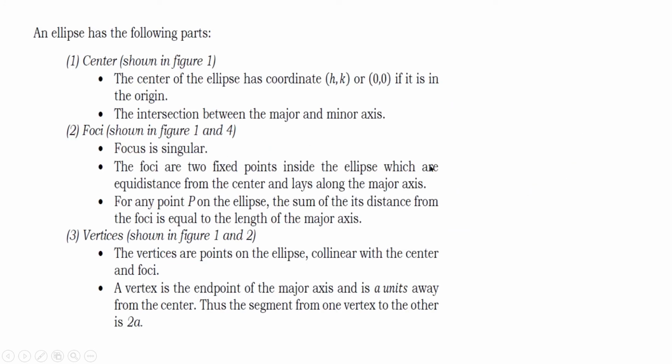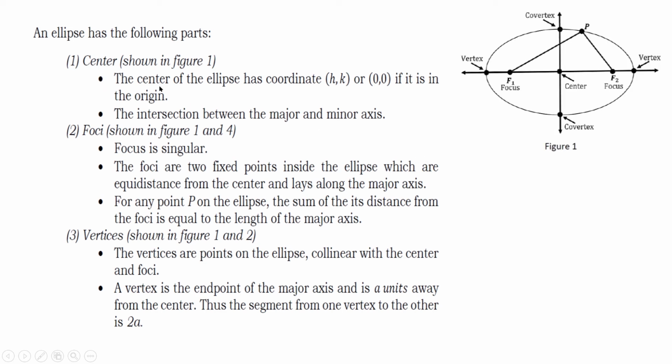Let's have this short discussion. We have the center here. The center of the ellipse has coordinates (h, k), or (0, 0) if it is at the origin. The intersection between the major and the minor axis is also called the center. The foci, or focus in the singular, are two fixed points inside the ellipse which are equidistant from the center and lie along the major axis. We can locate the foci along the major axis.